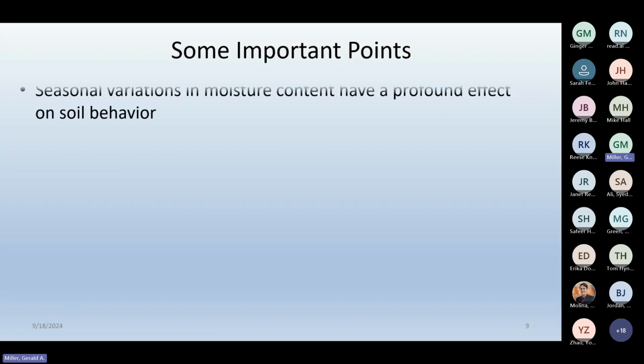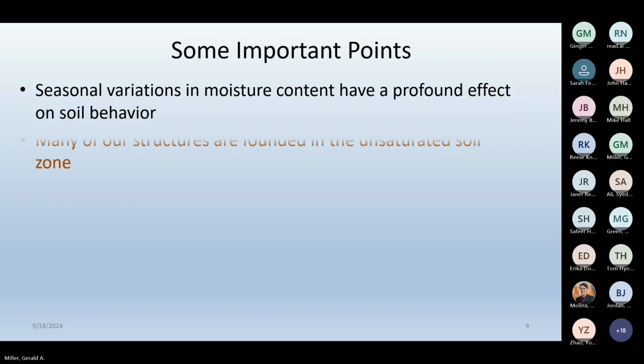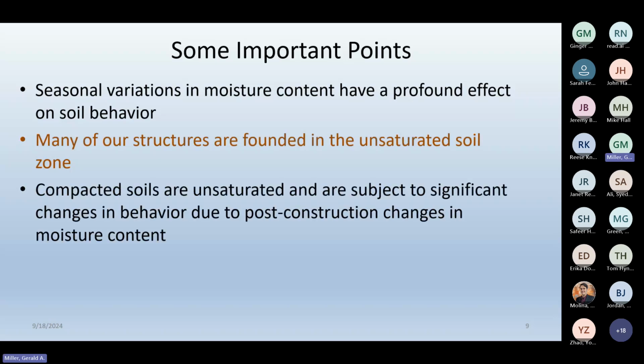Okay, some other points to think about. Seasonal variations in moisture content, therefore, have a profound effect on soil behavior. Many of our structures are founded in the unsaturated soil zone. Slabs on grade, spread footings, pavements, anything that rests on top of that profile and derives its support is going to depend on the behavior of that unsaturated zone. And I should mention pavements, since this is a transportation seminar, if I didn't already mention them.